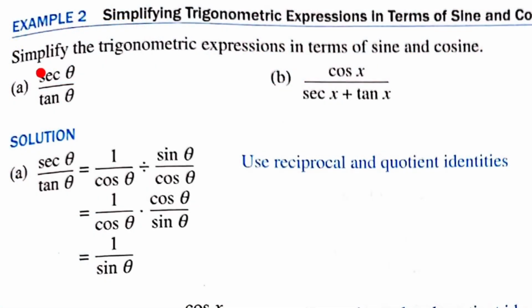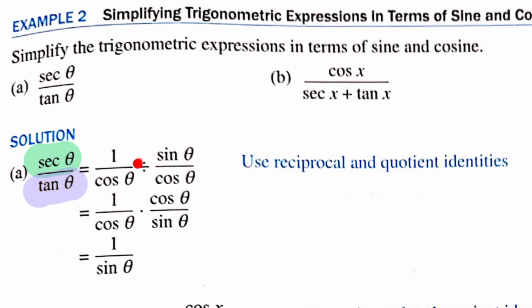Let's see example 2. Simplify the trigonometric expressions in terms of sine and cosine. So now we have secant theta over tangent theta. So let's open up secant theta. This is just 1 over cos. And let's open up tangent theta. This is just sine over cos.